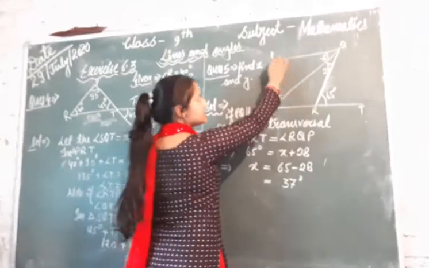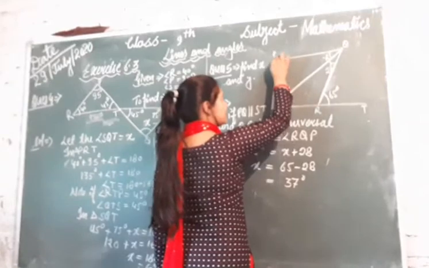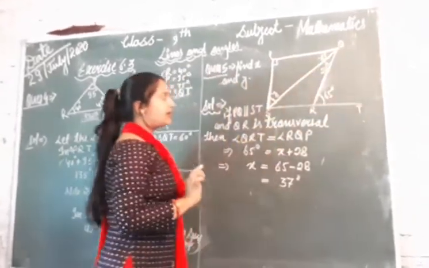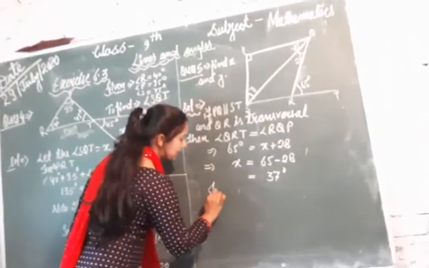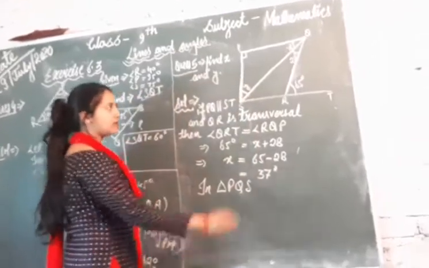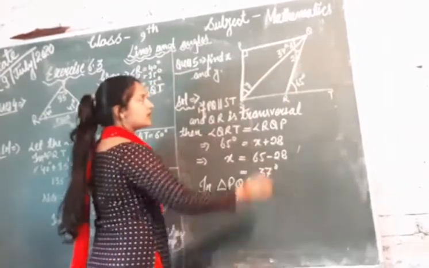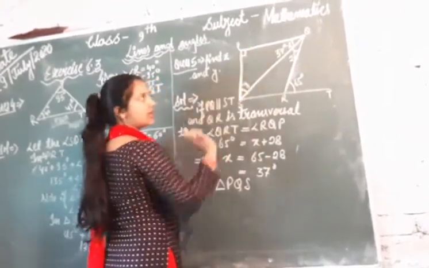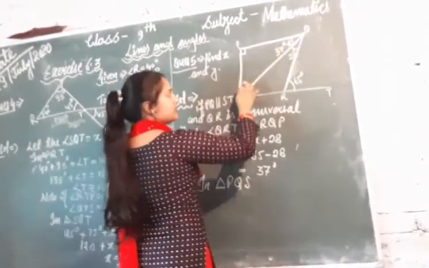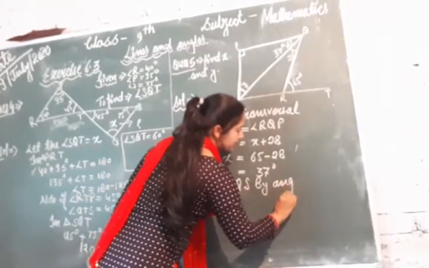See now, if we take this one triangle, I have taken it in bold, this one, PQS. In triangle PQS, x we already know, it is 37 degree now. Here this angle P is 90 degree, and y we need to find. So in this triangle we can use angle sum property.